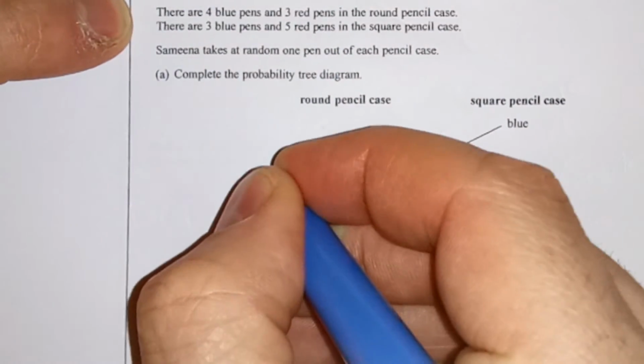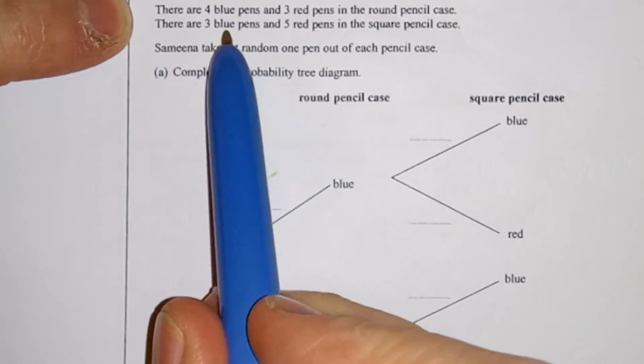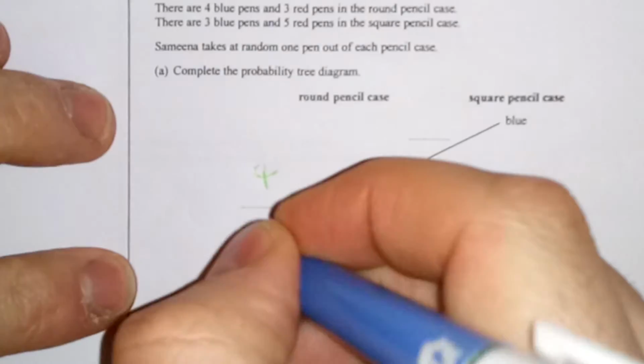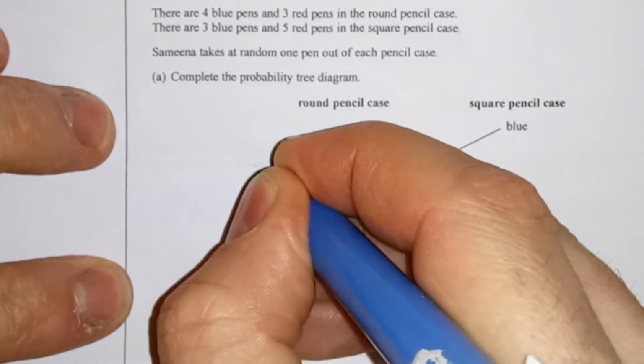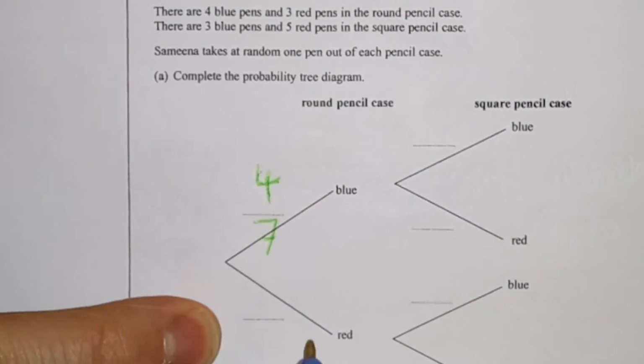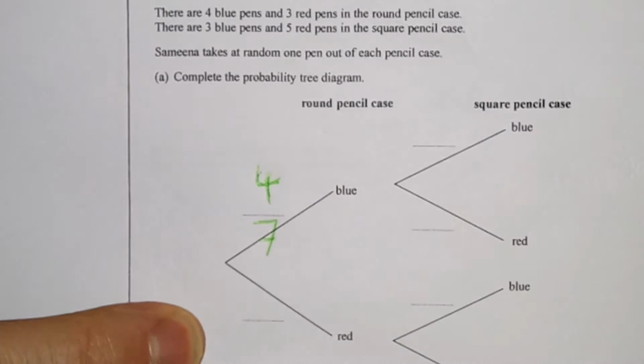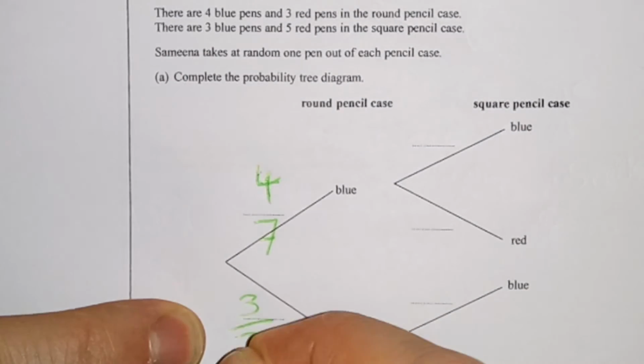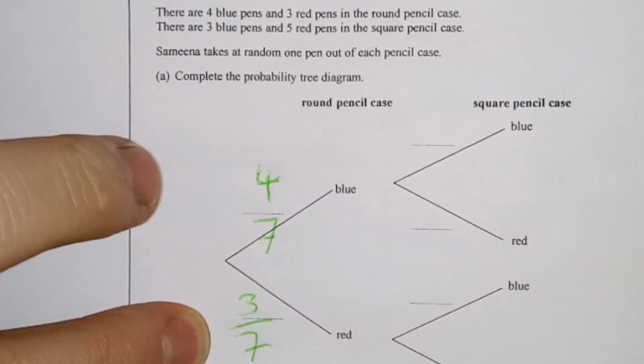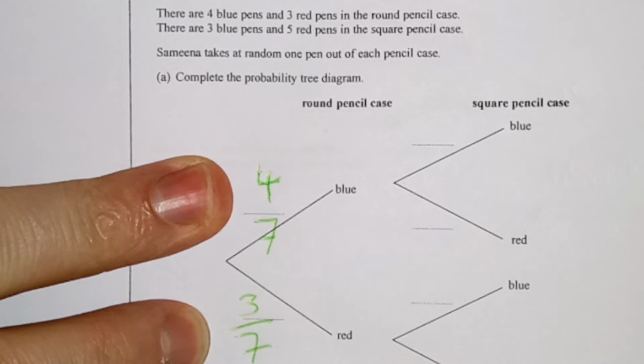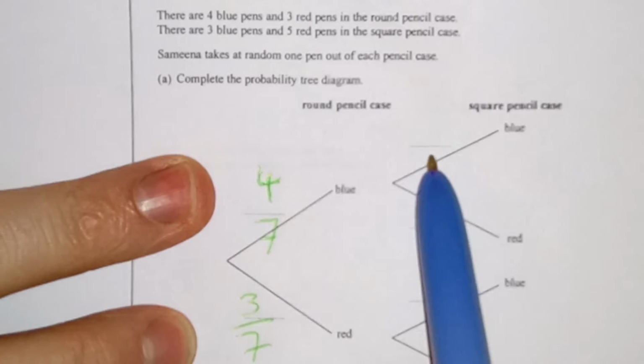Now you've got to think there's 4 blue pens, okay? And if there's 3 in total, that's 4, 5, 6, 7. So it'd be 4 out of 7. Okay. Conversely, if it's red, there's 3 red pens, so this could be 3 out of 7. Okay, and this makes sense because if you add them both up, you get 7 out of 7. Okay. Next bit, this one here.